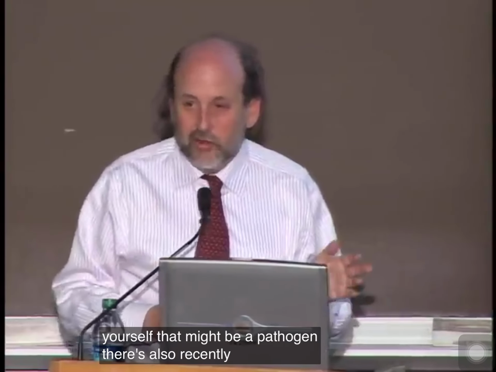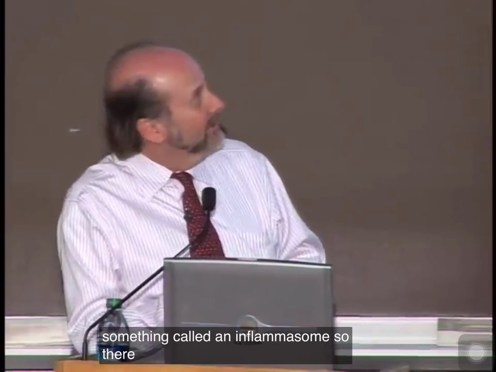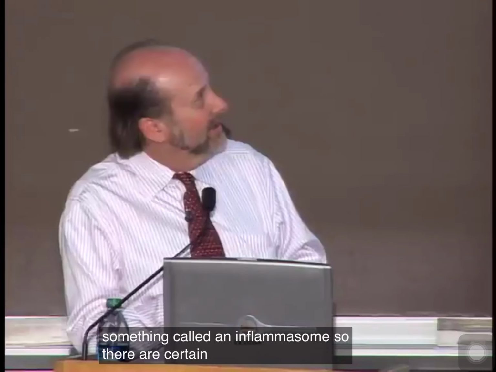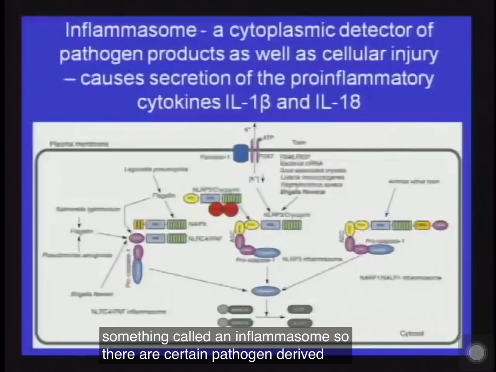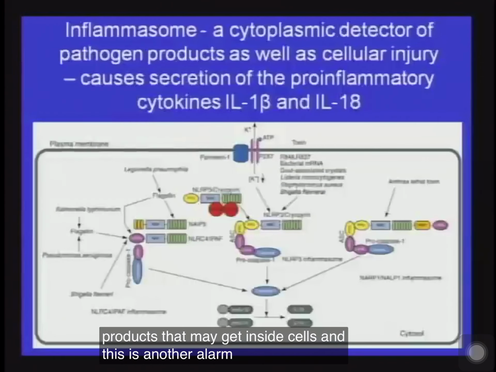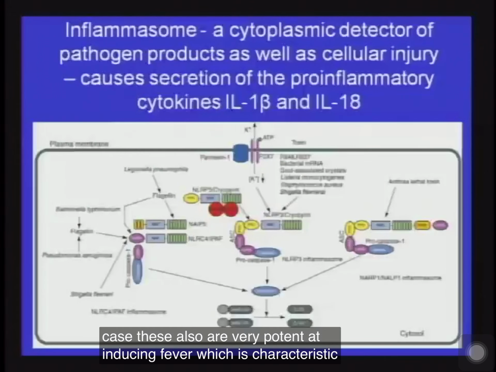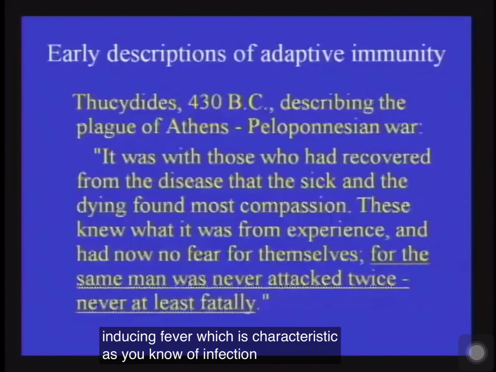There's also recently discovered something called an inflammasome. So there are certain pathogen-derived products that may get inside cells, and this is another alarm system similar to the toll-like receptors that will produce inflammatory cytokines that will help bring in more white blood cells. In this case, these also are very potent at inducing fever, which is characteristic, as you know, of infection.